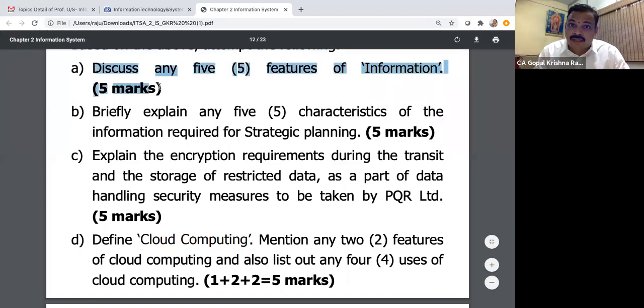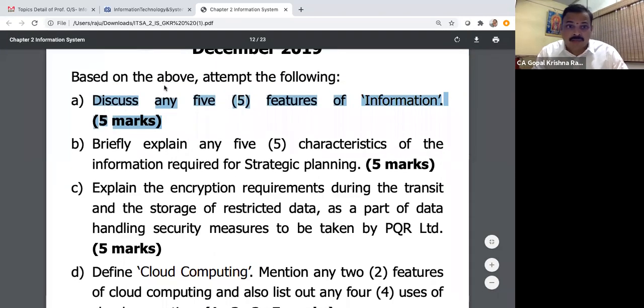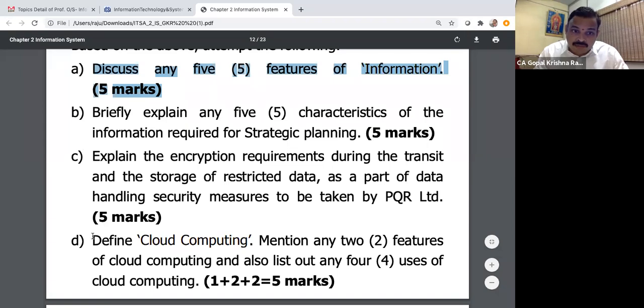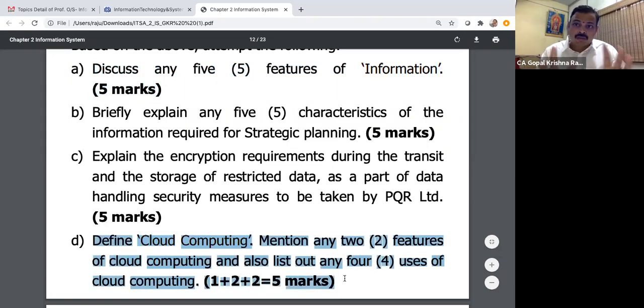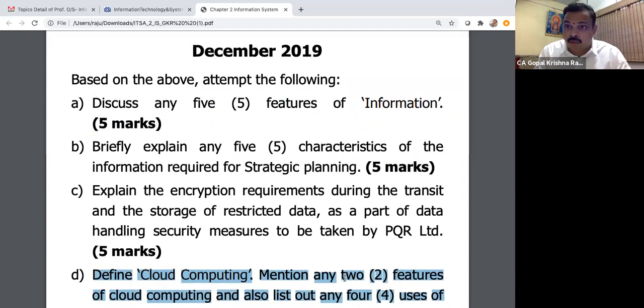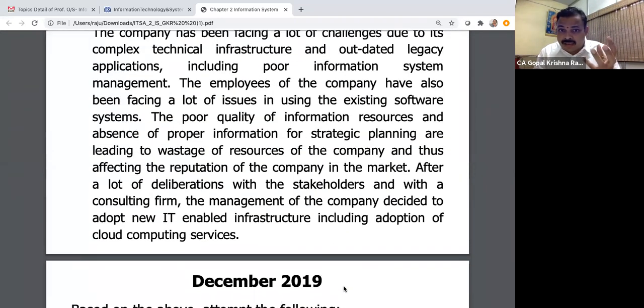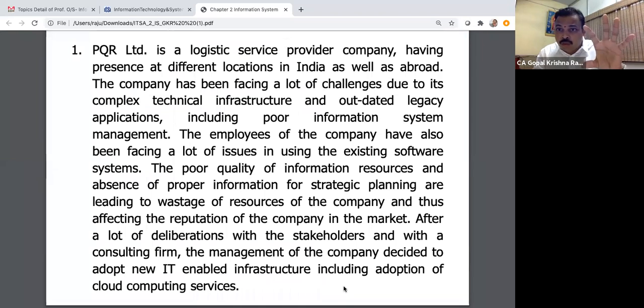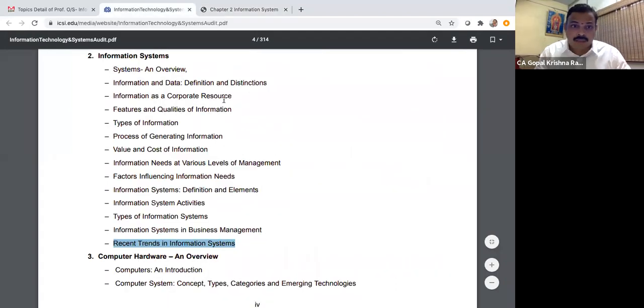They say, discuss any five features of information. And they ask, define cloud computing. So the entire chapter they have been asking. Based on the above, attempt the following. One interesting aspect is you can actually get answers from here. Try to fit your study material answers with this. So one by one, I'm going to take you through it now. Okay, good. The first one.